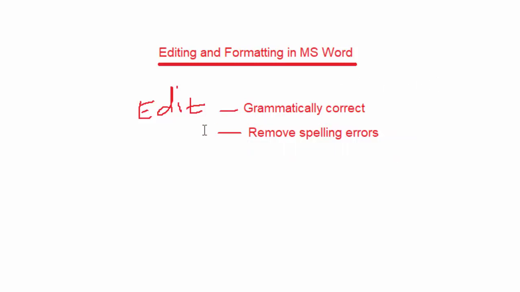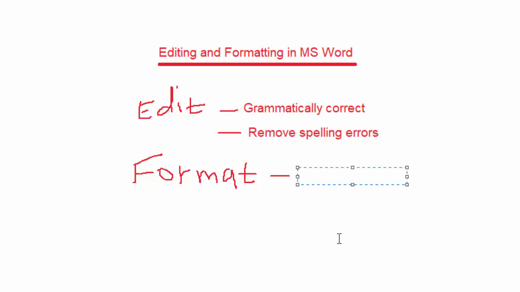After finishing the editing, you will do what we call formatting, or you will format the document. So when you are formatting a document, it means now you are going to do styling. You put different styles. So to format simply means putting styles to make document look attractive. Now I will go ahead and show you in MS Word how to achieve this.